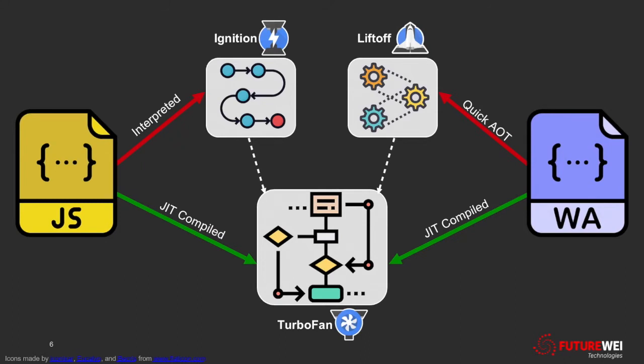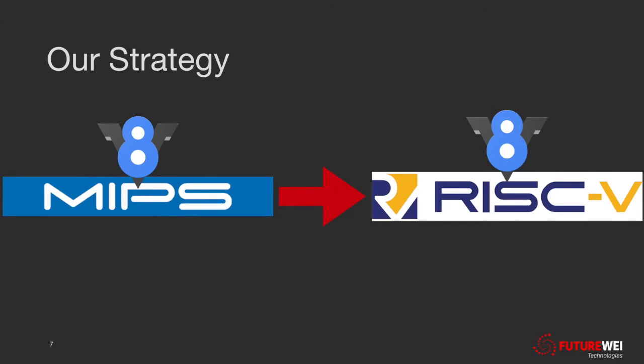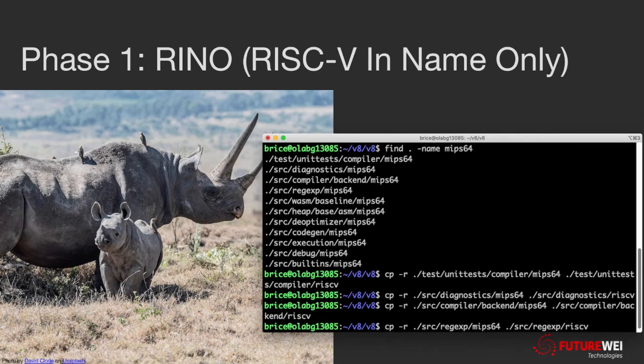So basically, all our work is centered around enabling the backend piece of TurboFan on RISC-V. One important decision we made early on during the development process was to morph the RISC-V backend from an existing backend. And we chose MIPS64 because the two ISAs are quite similar. And so the first step of this process is what we call RINO, basically RISC-V in name only.